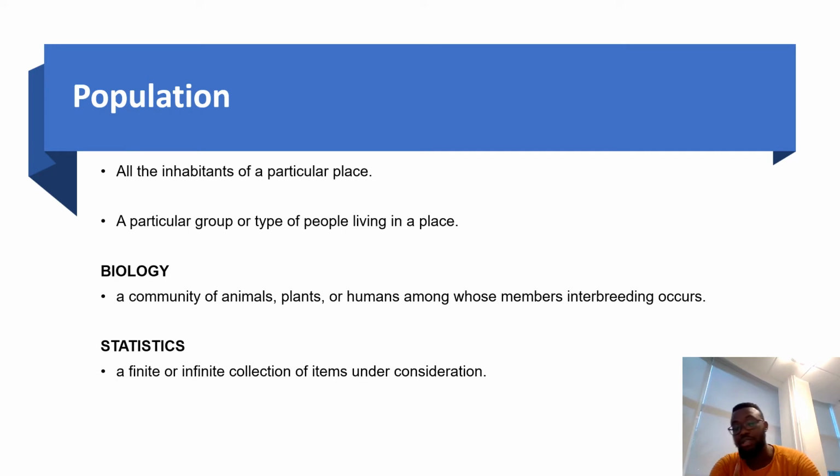So you need to understand the difference between a community and a population. The population is the whole number of all the people that live in a community. So that makes a population. But also you can fragment the community in order to get to a particular population.